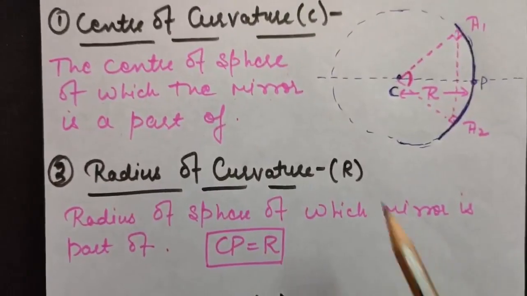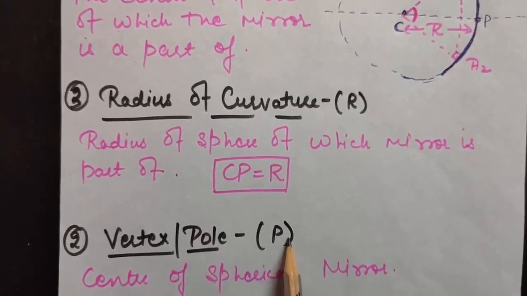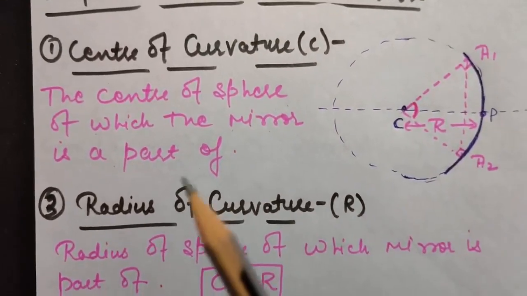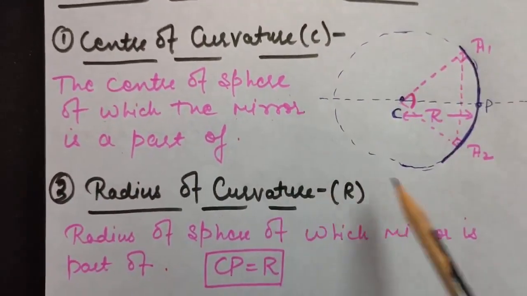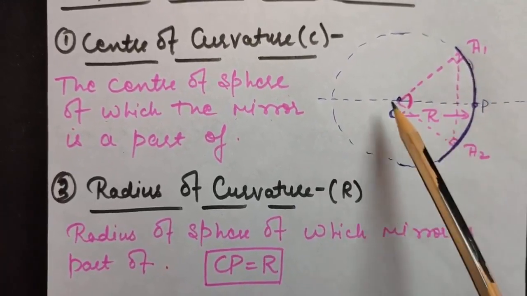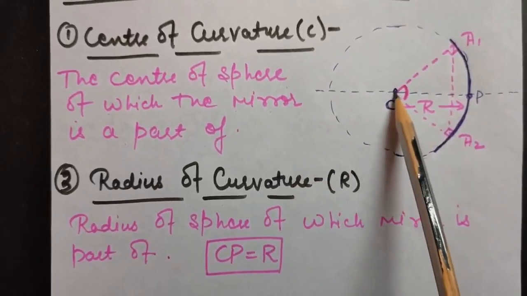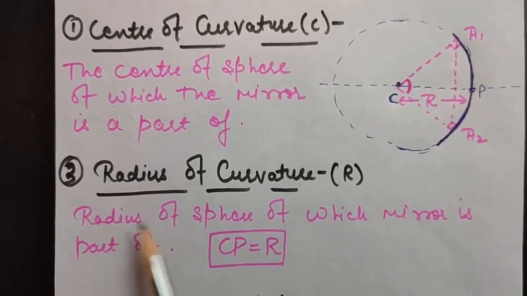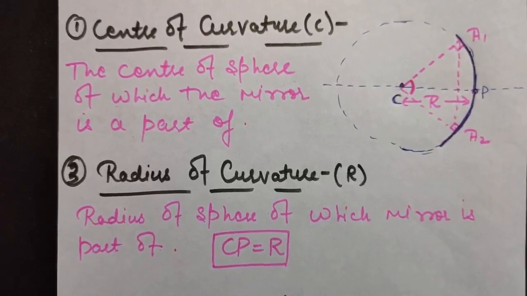Before radius of curvature, let me tell you about vertex or pole. This is denoted by capital P, and the center of the spherical mirror is called pole. Now do not get confused between center of curvature and pole. Center of curvature is the center of this hollow sphere and pole is the center of this spherical mirror. So this is your center of curvature and this is your pole. And the radius of curvature is the distance between C and P. So this CP is called radius of curvature. The radius of the sphere of which the mirror is a part is called radius of curvature, that is CP.